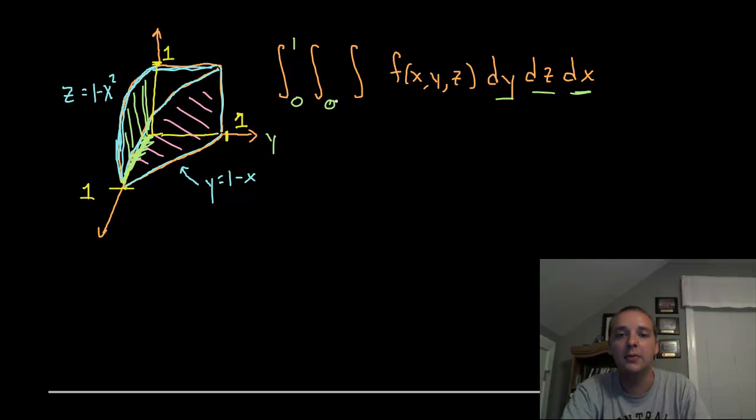Now, I could say from 0 to z, because it's hitting that curve, but again, that would kind of run into the issue of not having the same variable. But z is 1 minus x squared, so I'll put 1 minus x squared there.